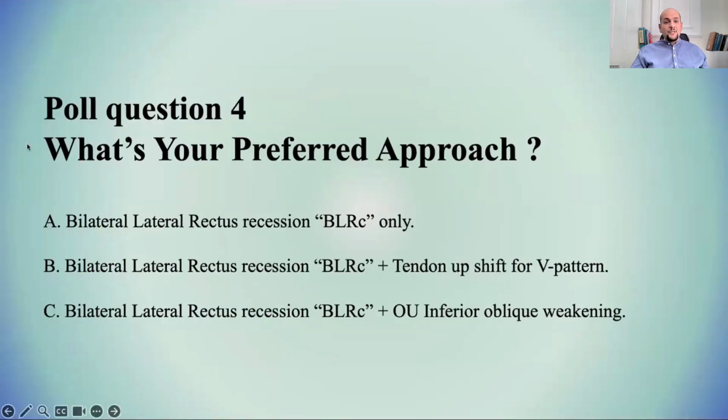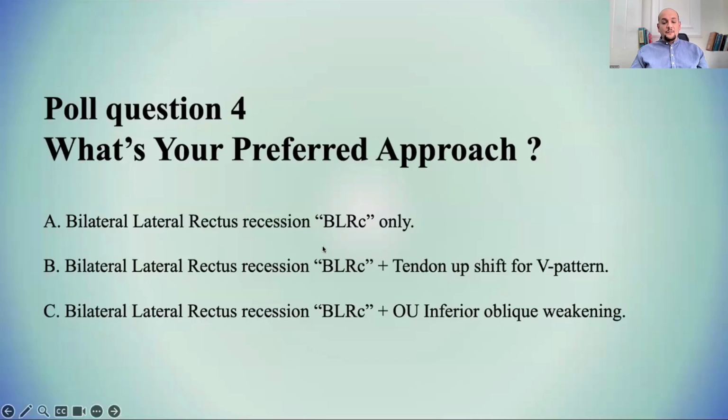So in such case, what's your preferred approach? Whether you will do bilateral lateral rectus recession only, or you will do bilateral LR recession with tendon upshift for V pattern, or you will do BLR recession with inferior oblique weakening procedure. So what do you think? In such patient with exotropia 50 prism diopter and inferior oblique overaction of +4 in both eyes.